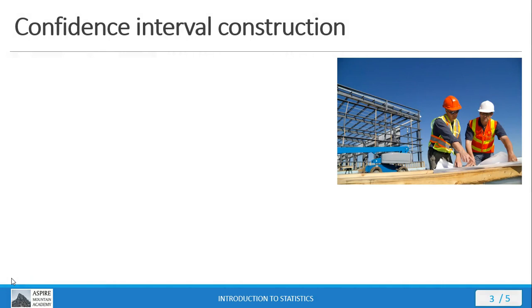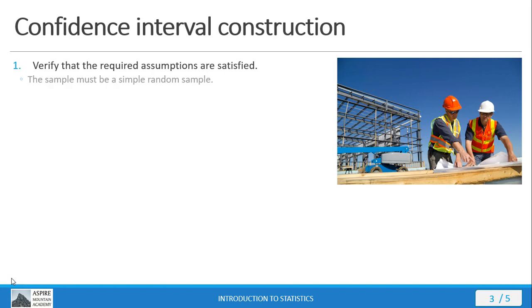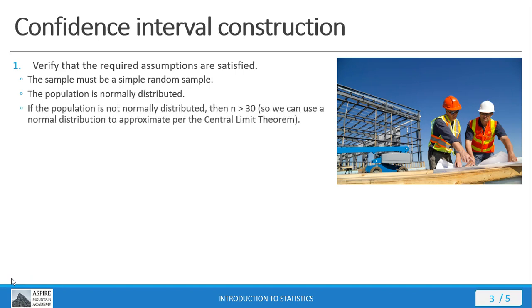So the way we construct this is pretty much like we did before with proportions. First, we verify required assumptions are satisfied. The sample must be a simple random sample. The population is normally distributed. If it's not normally distributed, then of course we've got central limit theorem coming in. If our sample size is greater than 30, we can say that we're approximating a normal distribution.